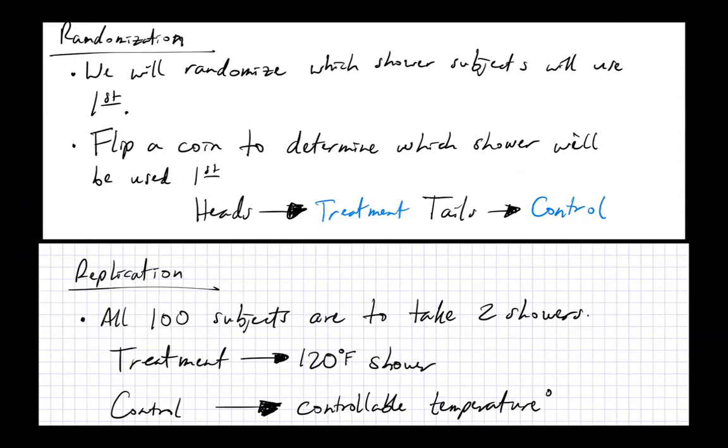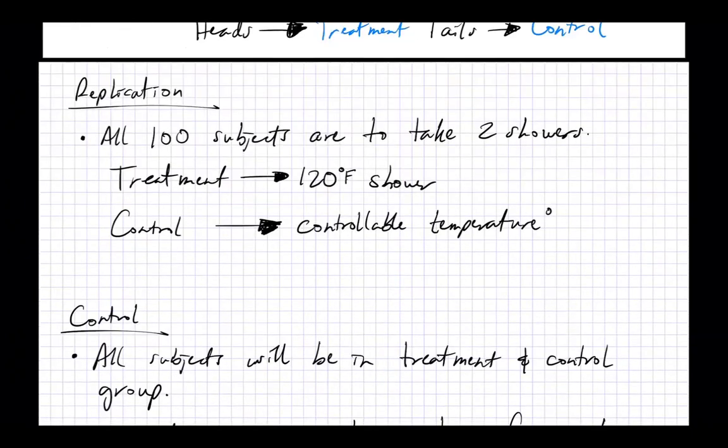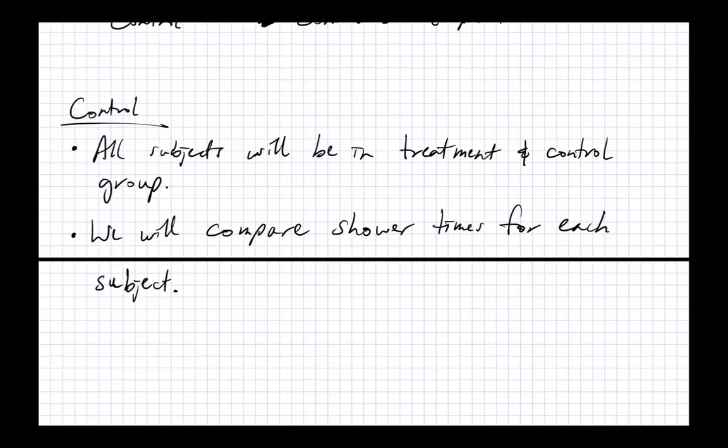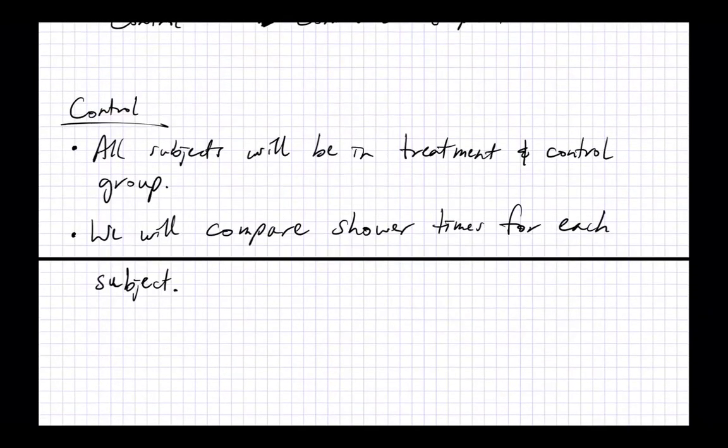Okay. All right. So all 100 subjects are going to take 2 showers. Our treatment group is going to be the 120 degree shower only, and the control will be the one where they can actually control the temperature. All subjects will be in treatment and control groups. We will compare shower times for each subject. So we're only comparing you versus you, shower 1 versus shower 2.